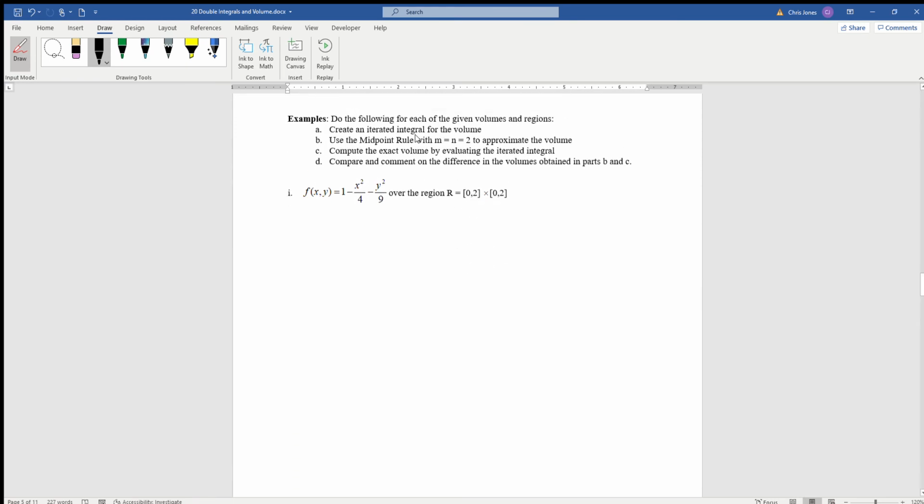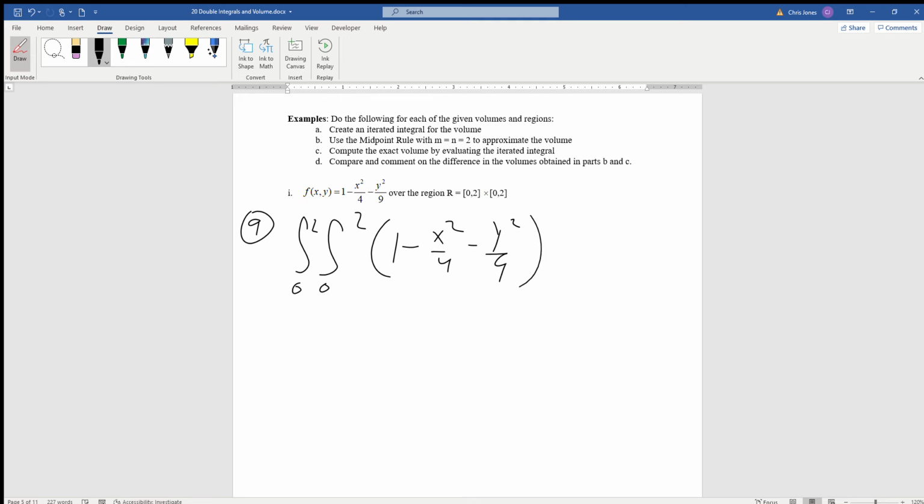So we're going to start with that paraboloid that we have up there. We're going to use the midpoint rule. We're going to find the exact volume, and then we're going to see what the difference is, if any, between the two. All right, so let's do the really easy part first, the double integral. X goes from 0 to 2, y goes from 0 to 2, the function 1 minus x squared over 4 minus y squared over 9, and then dx dy.